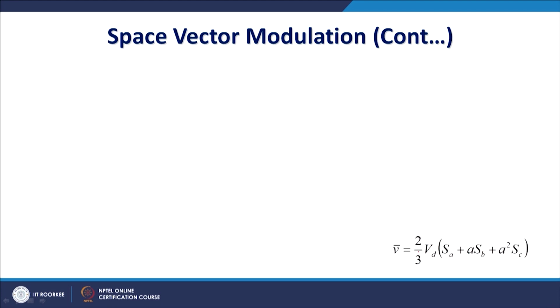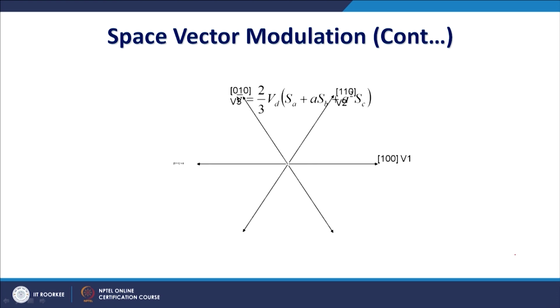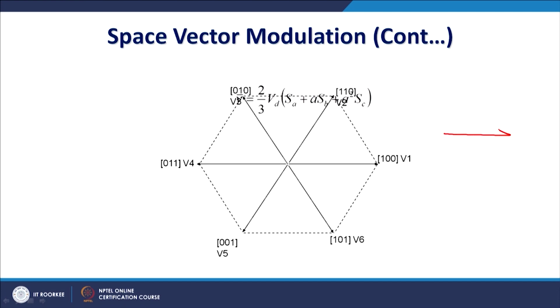So we can write V bar equal to 2/3 VDC times SA plus a times SB plus a squared times SC. Let us represent this by a hexagon. This is phase A, and let us write when it gets the full voltage, that is, when the upper switch of phase A is on, that will be represented by 1 and the others are 0. For this reason you get a voltage V1.